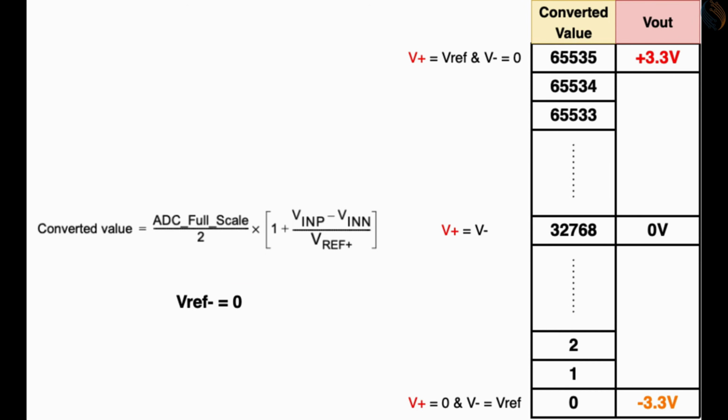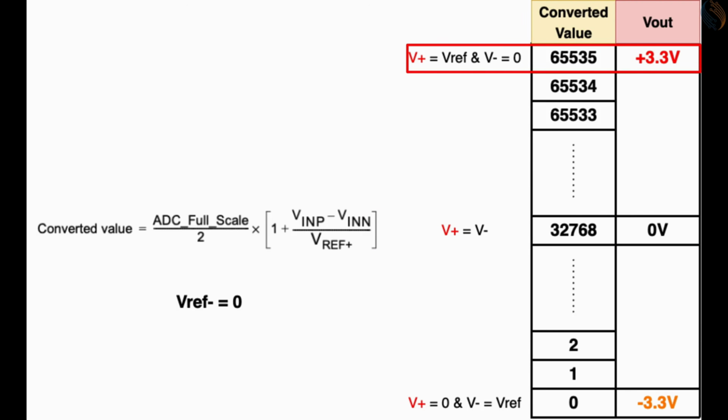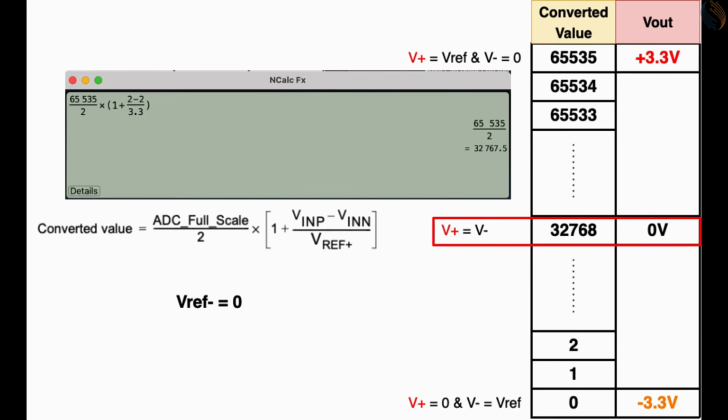Although we can vary Vref plus, by default it is connected to the 3.3 volts. When the positive input is equal to Vref plus, and negative input is equal to 0, the converted value will be maximum, 65,535 in case of 16-bit resolution. We will write the code in a way that the voltage calculated by the ADC at this point will be positive 3.3 volts. When the positive and negative inputs become equal, the converted value will be exactly half the maximum. The calculated voltage at this point will be 0.